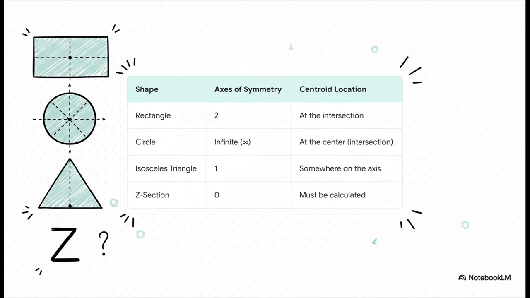A rectangle, it has 2 axes of symmetry, horizontal and vertical. Centroid's at the intersection. Done. A circle, it has infinite axes of symmetry through its center, so the centroid is at the center. Done. An isosceles triangle, just one vertical axis, so we know the centroid is on that line. But a Z-section, no axes of symmetry. And just like that, that's the one where you've got to break out the formulas and do the actual calculation.